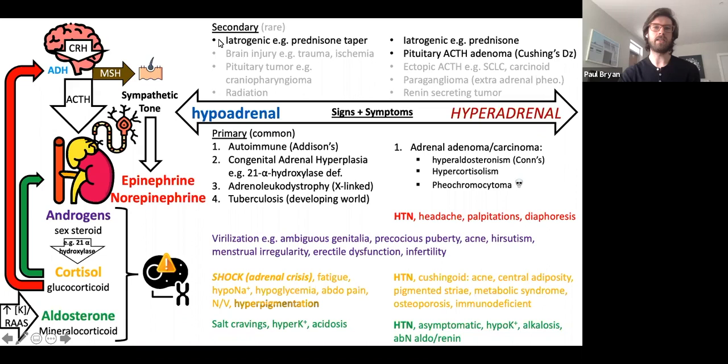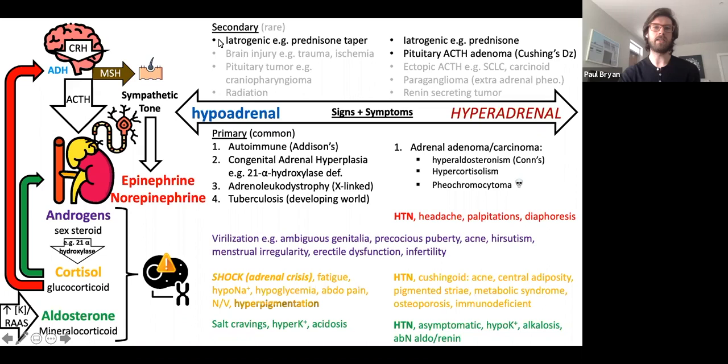The other one that is a non-iatrogenic cause that you want to keep in mind is a pituitary ACTH adenoma. In general, adenomas in the pituitary that cause abnormalities in the hormones of the pituitary axes are rare, but there are three big ones that you want to keep in mind. The most common pituitary adenoma is a prolactinoma, one that's releasing prolactin. The other would be a pituitary adenoma that's releasing growth hormone. And lastly, one that's releasing ACTH.